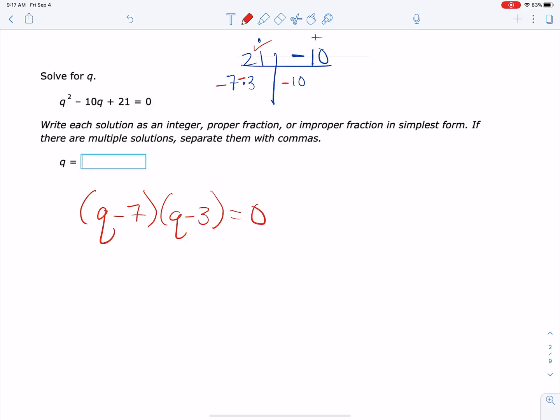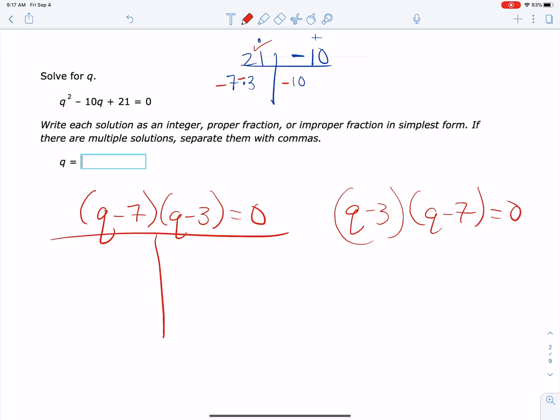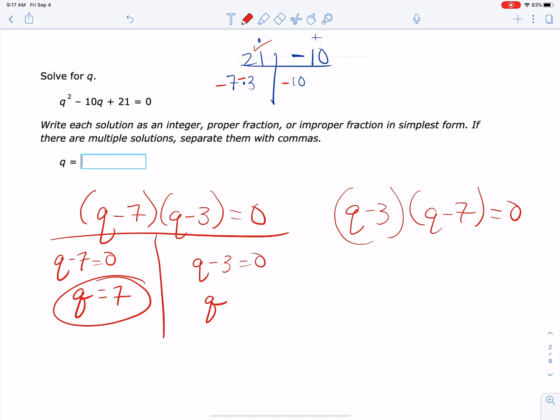Now, guys, order doesn't matter. You could say q minus 3 times q minus 7, and you would still be correct and get to your same solutions. So then you would branch off and you would say, okay, so q minus 7 is 0, which means q is 7, and q minus 3 is 0, which means q is 3. Now, maybe you guys are like, Ms. Cunningham, why don't you just take the opposite? If you see negative 7, make it positive, and negative 3, make it positive.